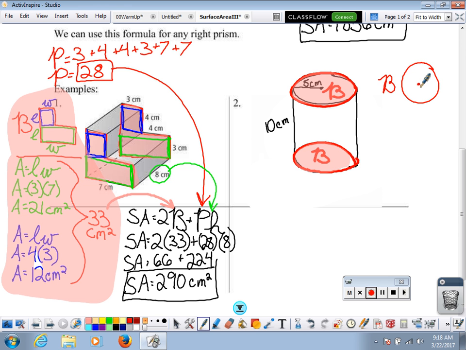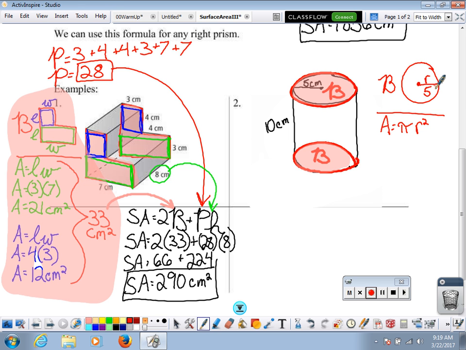I have a circle. What's the formula for area of a circle? Good. Pi times the radius squared. What's a radius on a circle? Very good. From the center out to the edge. So what's the radius on this circle?